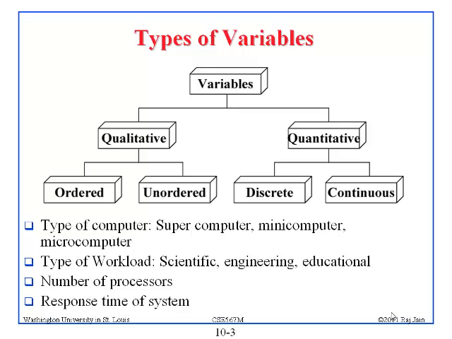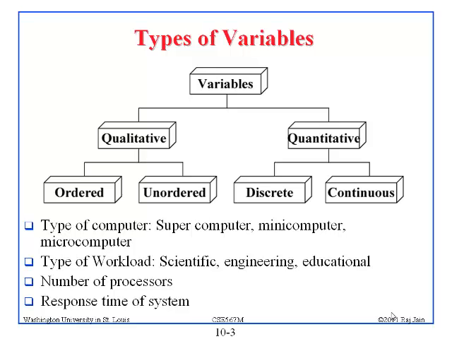So first of all, variables. Variables could be quantitative or qualitative. If it is quantitative, it could be discrete or continuous. It could be integer or floating point kind of thing, right? Continuous is floating point, discrete is integer. Qualitative could be ordered or unordered.